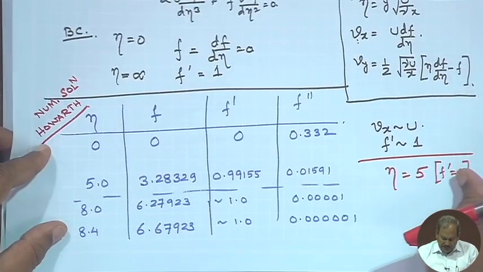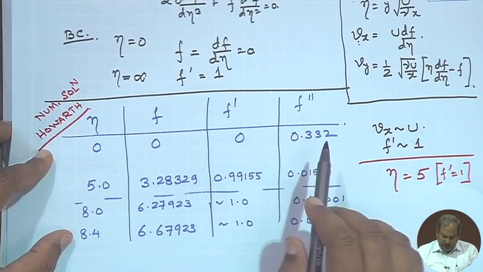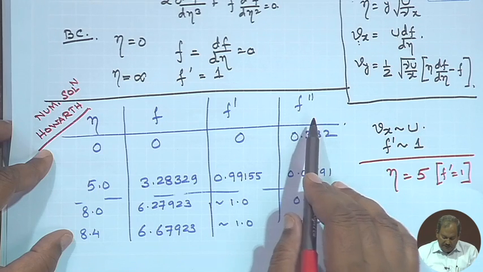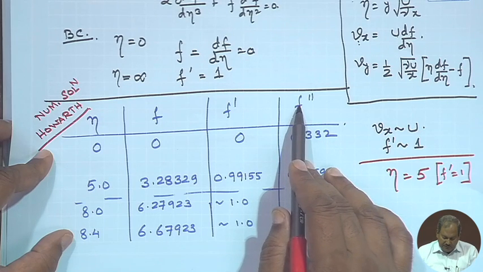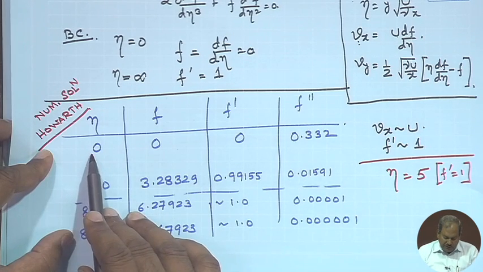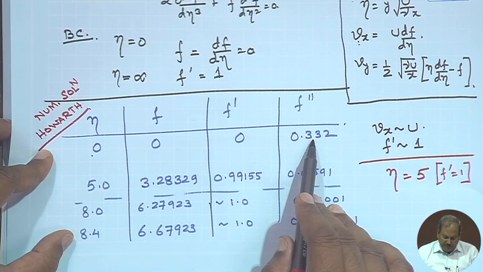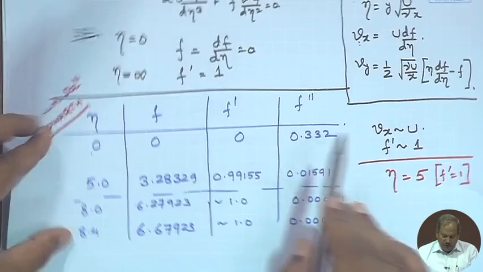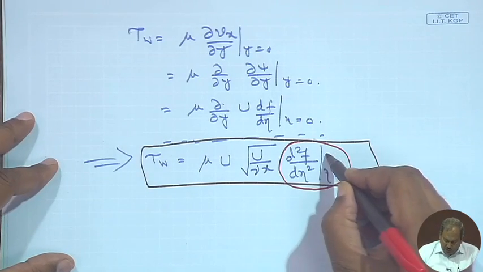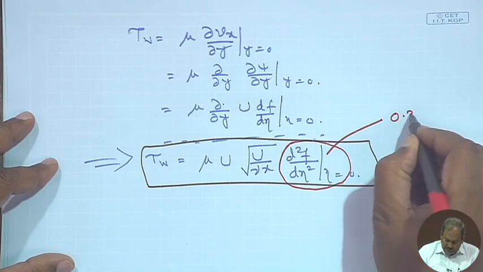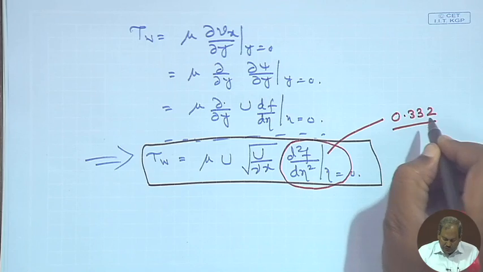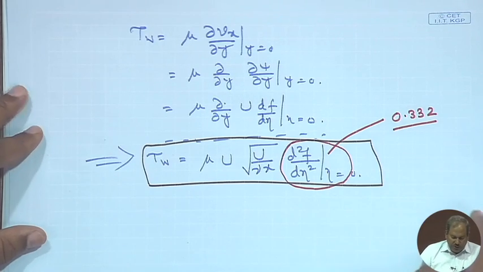I bring in this d2f by d eta square, which is nothing but f double prime. For the value of eta equal to 0, f double prime is simply equal to 0.332. So, the numerical value of this is simply 0.332 from the numerical solution of Howarth.